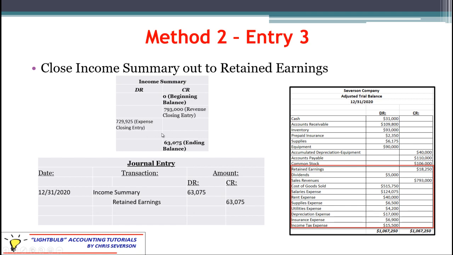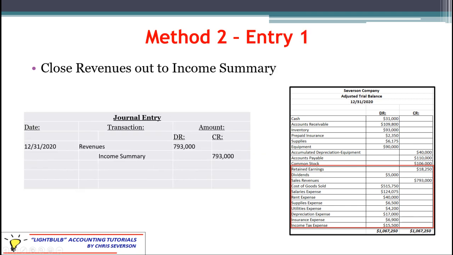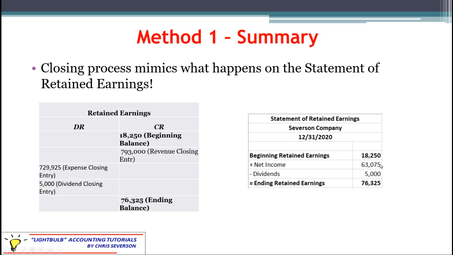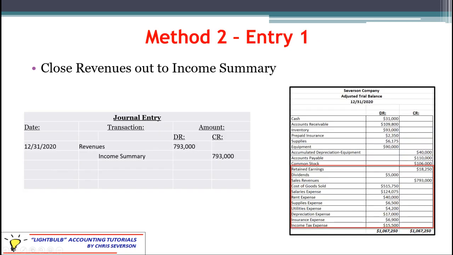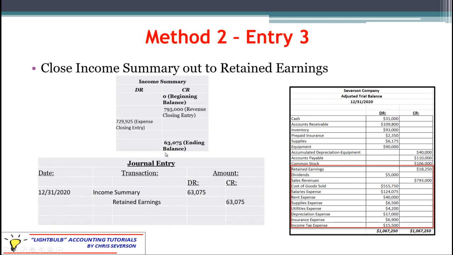Now notice there are no dividends here. Dividends do not go to income summary. They're not part of income. The ending balance of this income summary account is $63,075, which, if we go back a couple of slides, was also our net income. That's the entire purpose of this method 2 income summary account: to give you a check figure to apply against your net income to make sure you've done everything right.